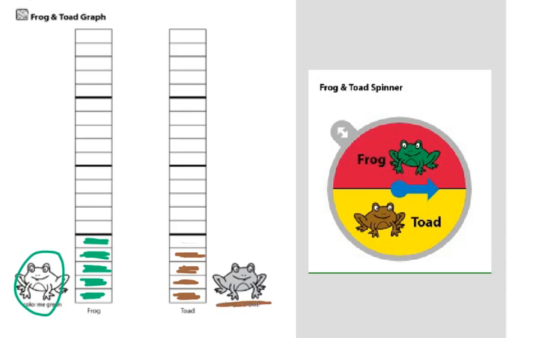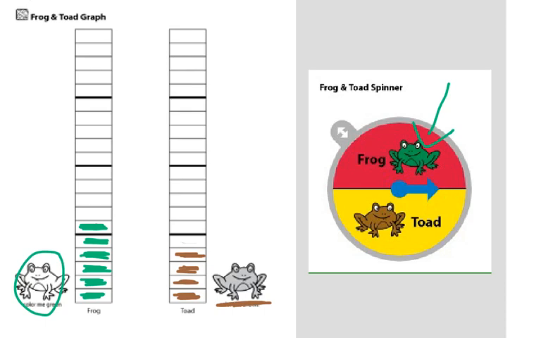Toad. Nice job. I'm going to spin the spinner and see what we land on today. Today I landed on frog. So we're going to color another frog piece. Now, how many pieces does frog have? If you said 6, nice job. How many pieces does toad have? If you said 4, nice job.